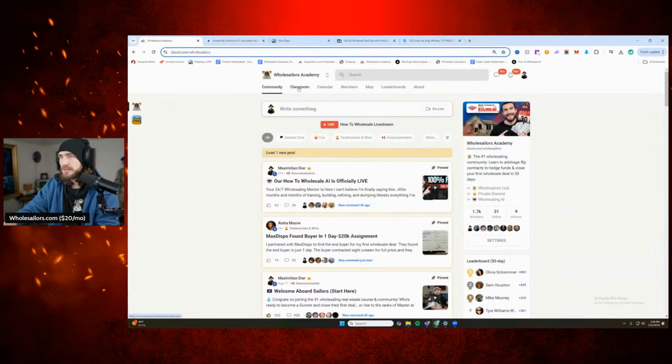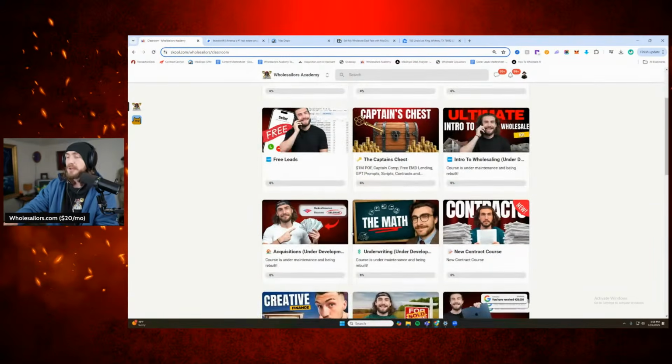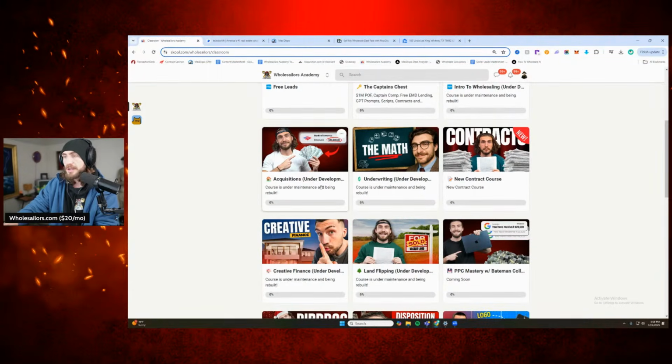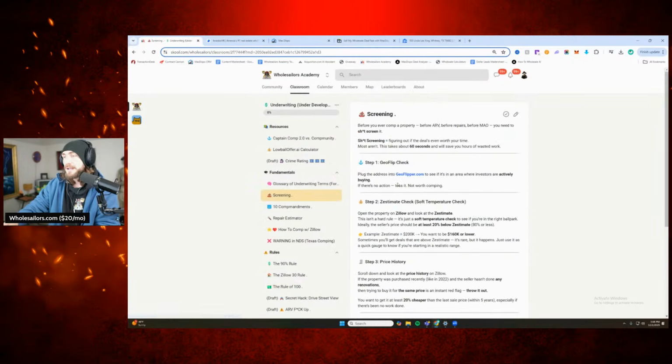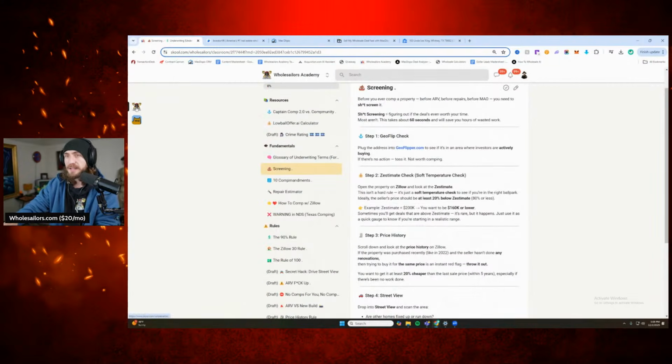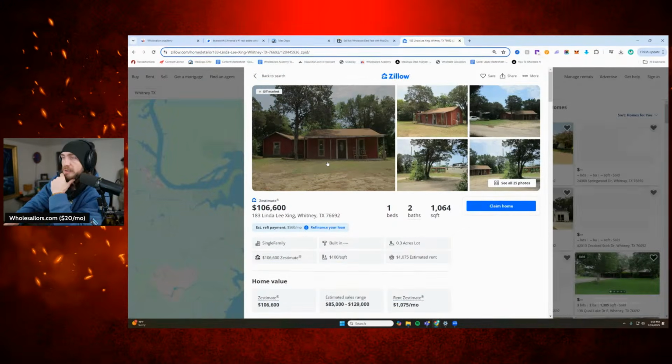If you guys know those details, it's called shit screening. Yep, that's the actual word. We are shit screening the property. There are 4 steps that you want to look at before you can comp the property. You can find it inside the academy. So we're just looking at a few key things.